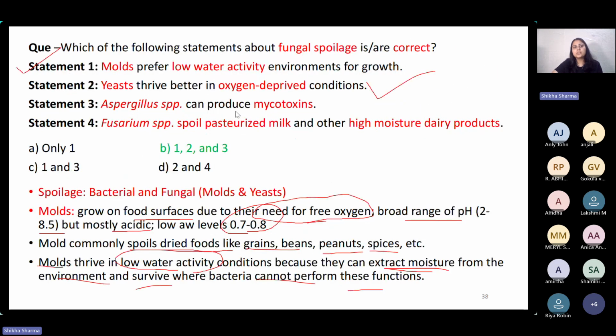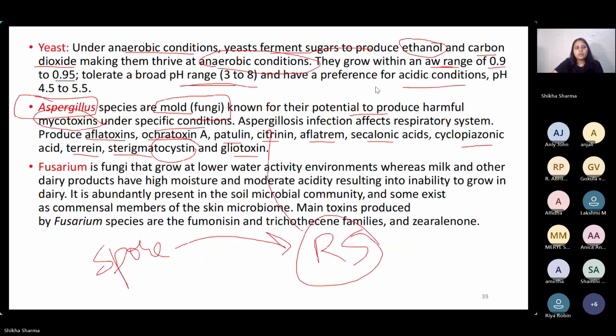So Aspergillus species produce mycotoxin, which is correct. Then Fusarium is a fungus and it can grow at low water activity levels. But milk and the other dairy products are very high in moisture content and moderate in acidity. So Fusarium species cannot grow in dairy products.